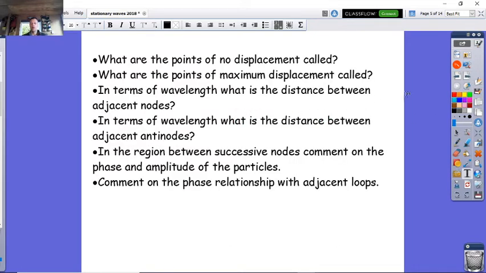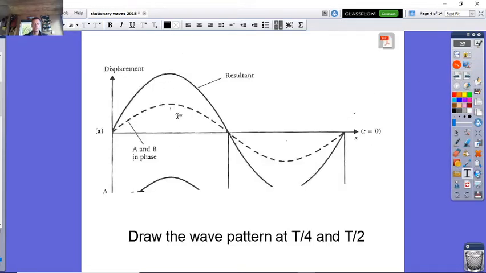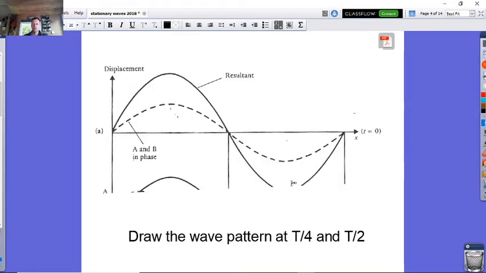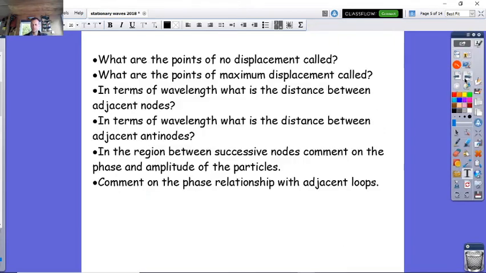What are the points of maximum displacement called? Those are this point here and over here, and they're called antinodes.